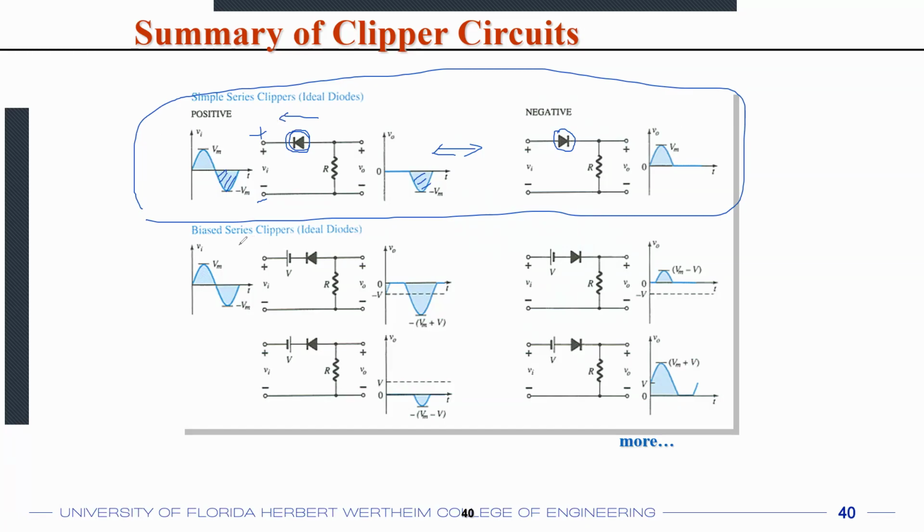Okay. You can also have these biased clippers with ideal diodes. If the diode is non-ideal, add that 0.7 volt with the bias that you're adding. Okay. So if you have a voltage connected like, or if you have a battery connected like this versus that, okay, what would happen in case of the series clipper in the positive scenario?